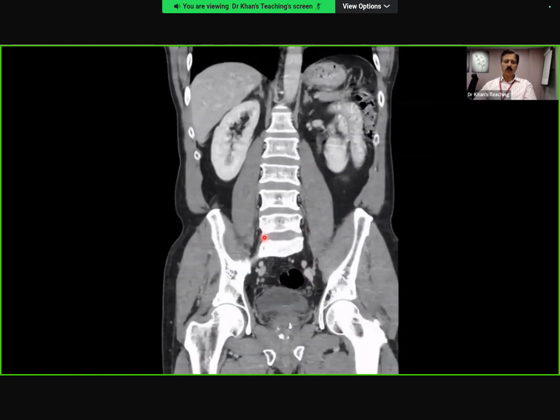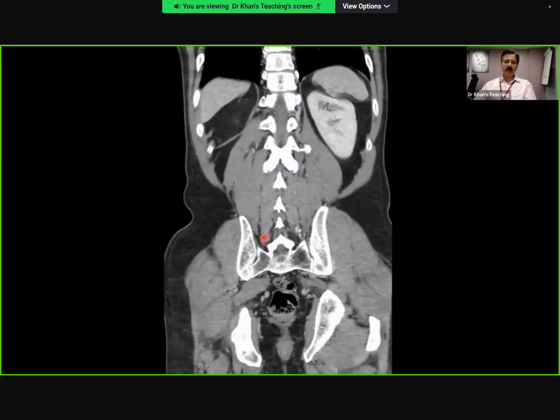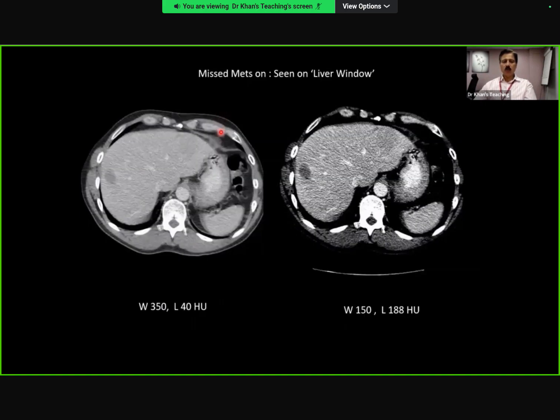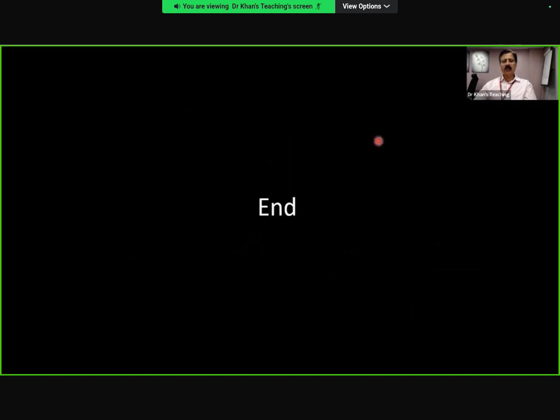Now, let me show you that liver abnormality. And this on an MR then proved to be arterial phase enhancement and then washout. So this was a metastasis. If you go back to the CT, the learning point is always look at the liver window. And there is a lesion here, very subtle, but if you go to the liver window, which is width 150 and level 188 on our PACS, this is the liver window. So that's another learning point.